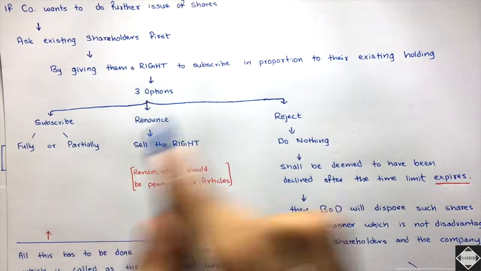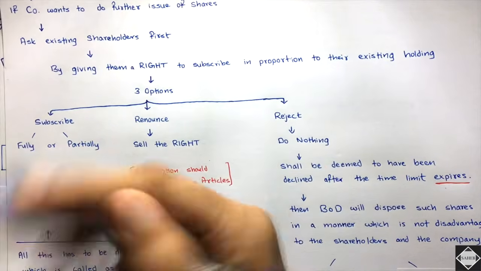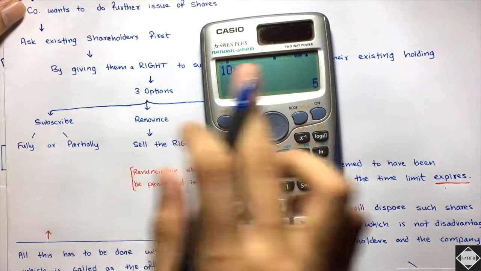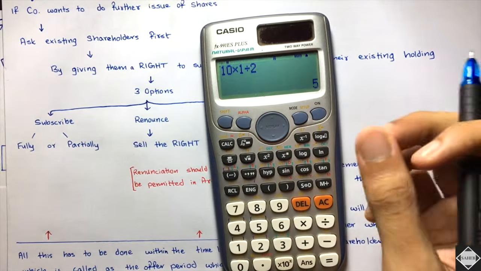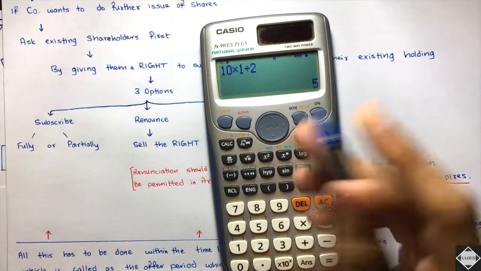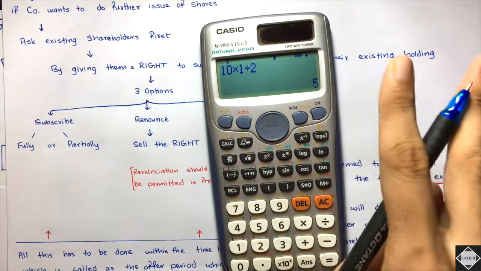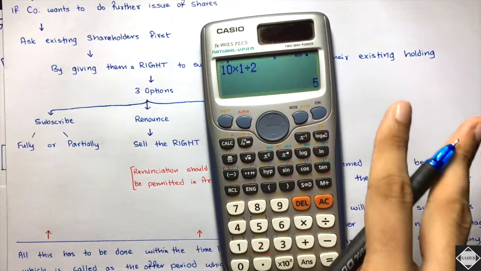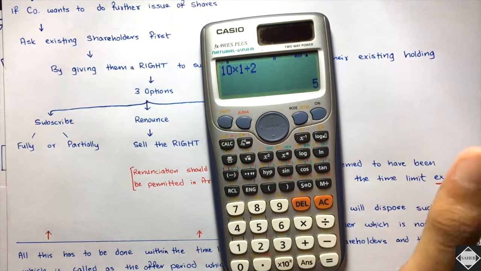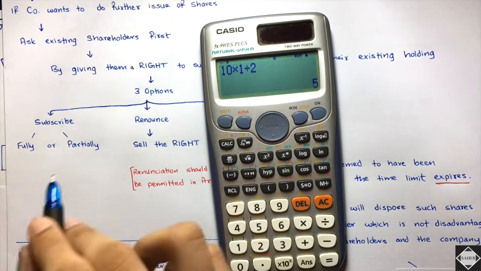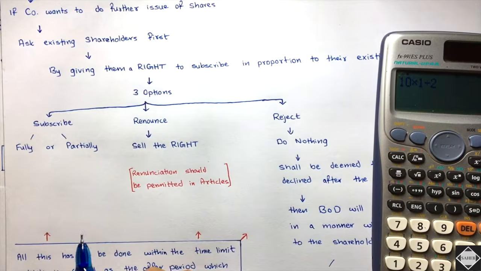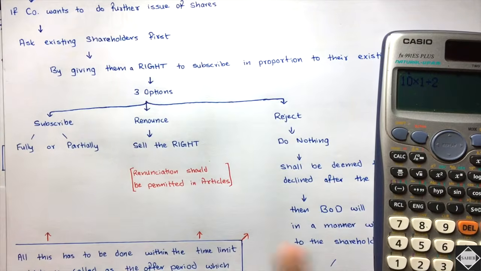Subscribe fully or partially, renounce, sell the right. Now, what do fully or partially mean? Fully means fully subscribing. If a shareholder has 10 shares and the ratio is 1:2, then he is getting a right to subscribe how many shares? 5 shares. So he can subscribe 3 shares and sell the right to subscribe another 2 shares to some other person. That is what partially means. Partially he can subscribe, partially he can renounce, and partially he can reject. He can do any combination.